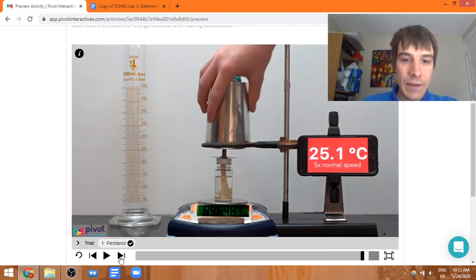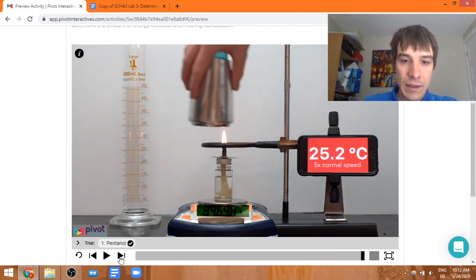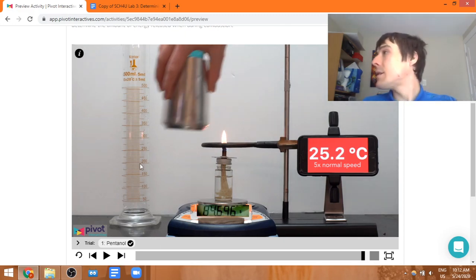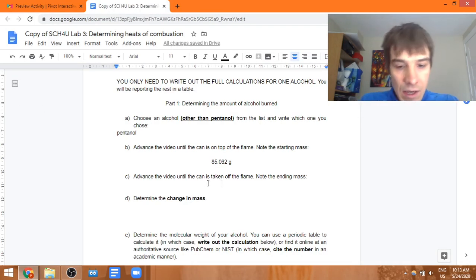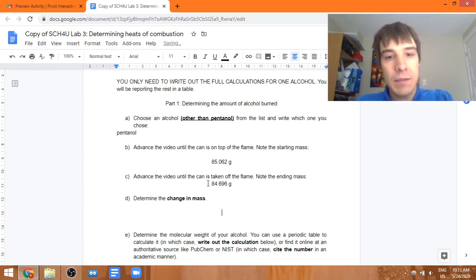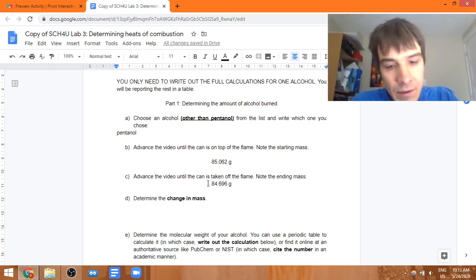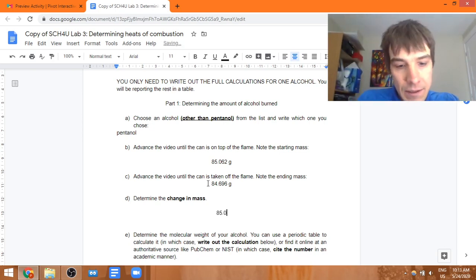See, now they're taking it off the heat. Right about there. So 84.696 grams. Okay, determine the change in mass. Well, gee, how do I do that? The mass changed by 85.062 minus 84.696, 0.366 grams. So what I want you guys to do is actually write it out, because we have to write out our equations when we do a lab.